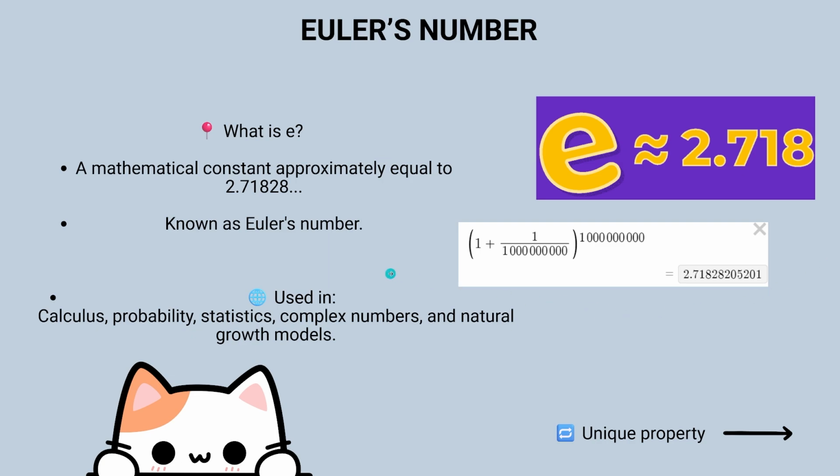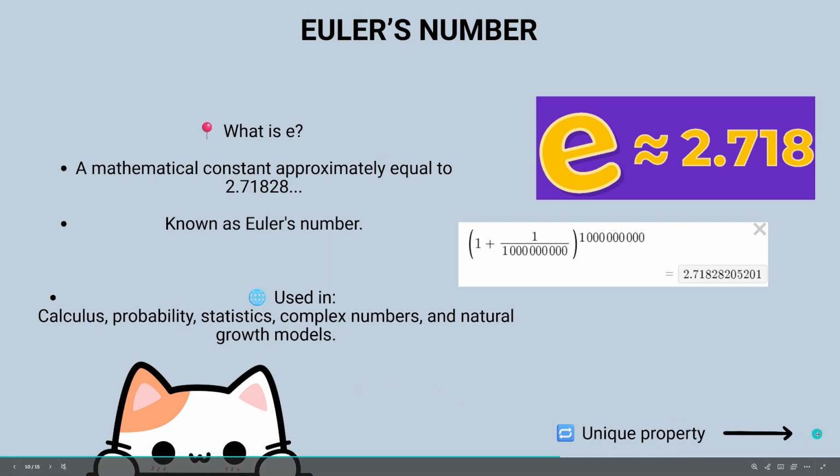This goes on forever. And you see this, I put it in decimal, when I raise it to 1 billion, the number is like 2.71828. So yeah, this number matches the beginning of the digits. The rest doesn't, because this number is not infinity. But so, Euler's number is used in calculus, probability, statistics, complex numbers, and natural growth models, and it has a very unique property. We'll see it in a second.